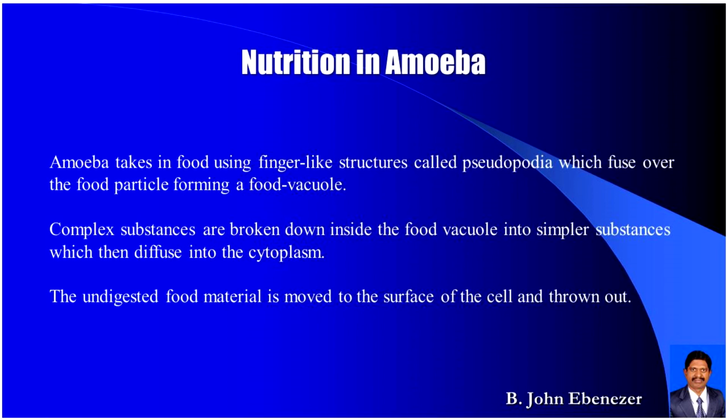Nutrition in Amoeba. Amoeba takes in food using finger-like structures called pseudopodia, which fuse over the food particles, forming a food vacuole. Complex substances are broken down inside the food vacuole into simpler substances which then diffuse into the cytoplasm. The undigested food material is moved to the surface of the cell and thrown out.